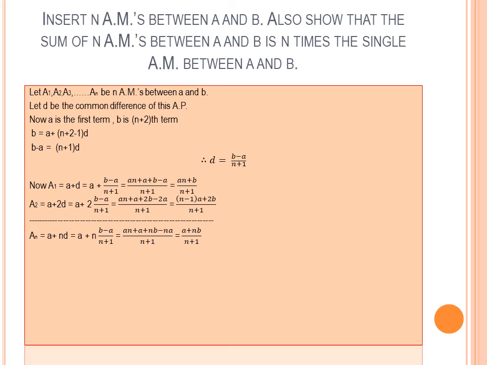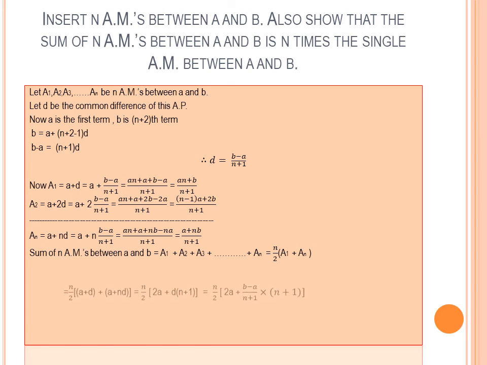An is equal to A plus nD, is equal to A plus n into B minus A by n plus 1, is equal to An plus A plus nB minus nA divided by n plus 1, is equal to A plus nB by n plus 1. So, the sum of n AMs between A and B is equal to A1 plus A2 plus A3 so on till An, that is equal to n by 2 into A1 plus An. Here we are using that formula, the sum of n terms of an AP, where sum was n by 2 into first plus last, so A1 plus An.